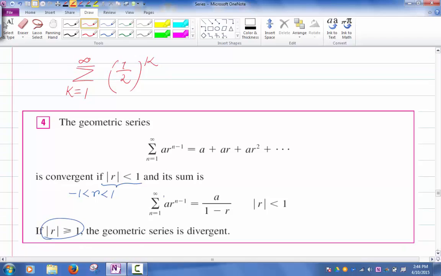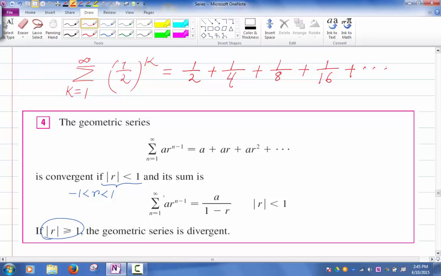Can someone tell me, by looking at what we said in that box, first of all, is this series a geometric series? How do I know it's a geometric series? Well, let's write out some of the terms: half, 1 over 4, 1 over 8, 1 over 16, dot dot dot.